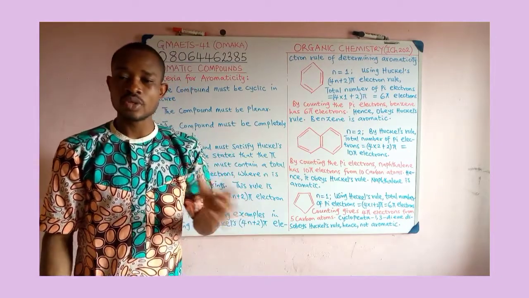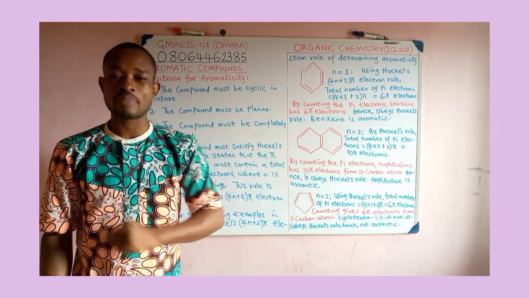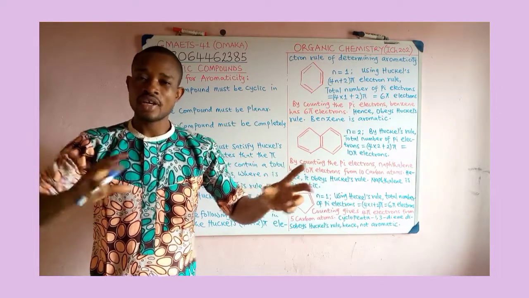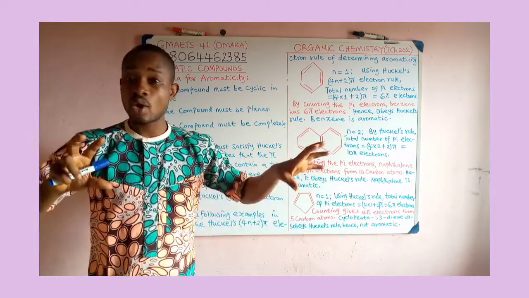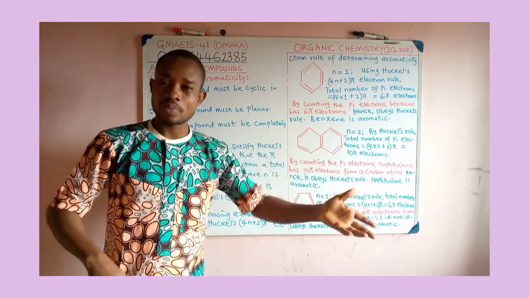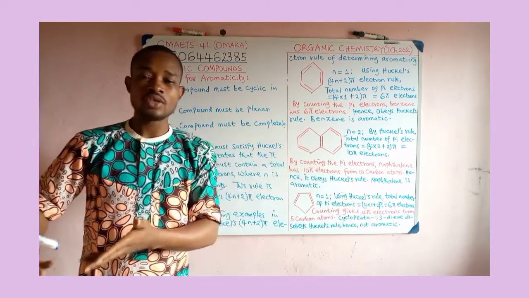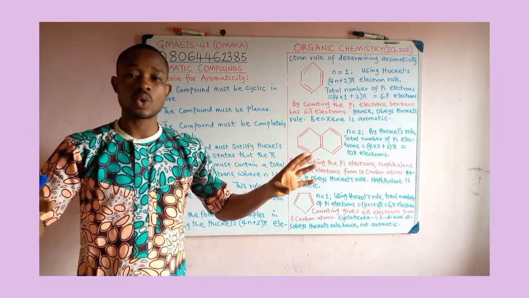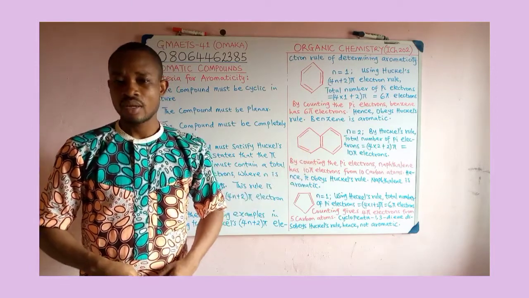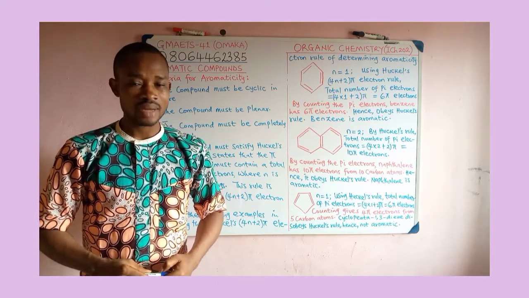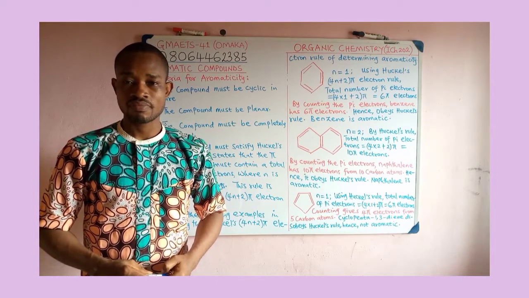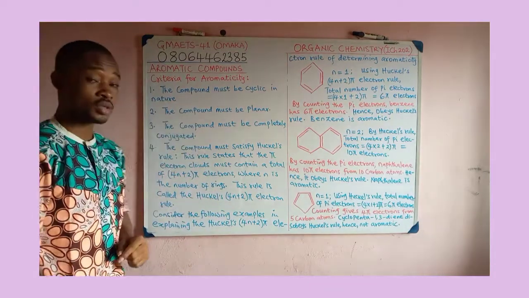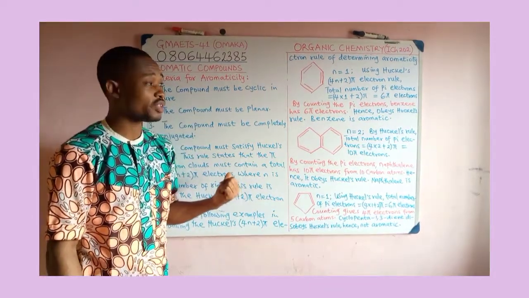Now this is what we do. We use this formula to calculate the number of pi electrons, and then we do normal counting and compare. If the two values obtained in both cases, that is the one you obtain by counting and the one you obtain using Huckel's 4n plus 2 pi electron rule, are equal, then the compound is aromatic. But if they are not, then the compound is not aromatic. However, remember it must satisfy the first three conditions as well, before you can even talk about Huckel's rule.